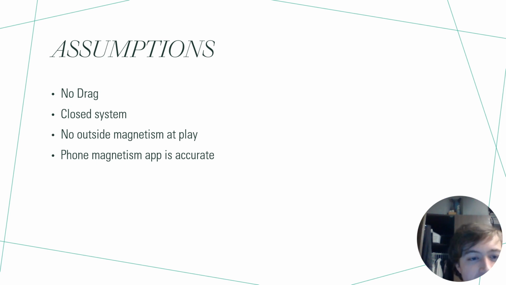The assumptions are there's no drag, it's a closed system, no outside magnetism at play, besides, I guess, the Earth. We're assuming that there's not a laptop in front of it or a phone next to it or a fan or something, and we're outside. The phone magnetism app is accurate. We're praying for that.